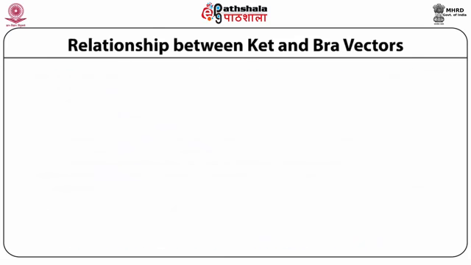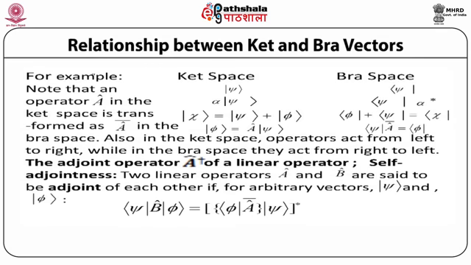Relationship between ket and bra vectors. Thus, we can look at different vectors defined in the ket space and the bra space, where the ket space consists of the state vectors and the bra space is the conjugate state vector space. So, ket vector psi will have a conjugate state vector, bra psi. Similarly, if there is an operator A in the ket space, it is transformed into operator A bar in the bra space.